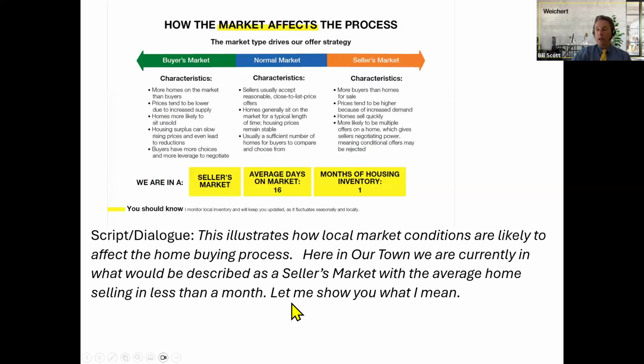But what you say here is this illustrates how market conditions are likely to affect the home buying process. Here in Miami, we are currently in what would be described as, and this is one of the things that you'll customize here, see these 3 yellow boxes? We're in what's considered a seller's market with the average home selling in less than a month and a shortage of inventory. Okay. And so you tell them seller's market means that we're going to need to move pretty quickly when we find one.